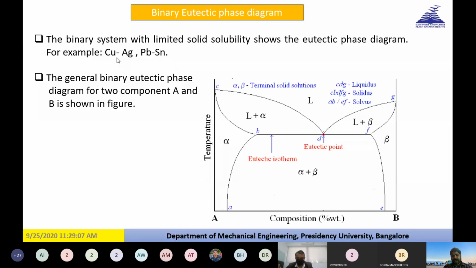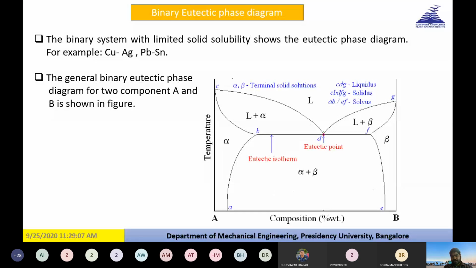Now, rather than taking any specific example, I have taken here the binary eutectic phase diagram for two components A and B. So we have assumed two components as A and B, rather than calling them copper and silver. So this is the type of diagram you are going to get when you draw the phase diagram for this binary eutectic system. Okay, so if you remember, in the isomorphous system, we have two single phase regions.